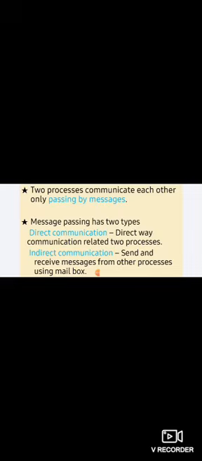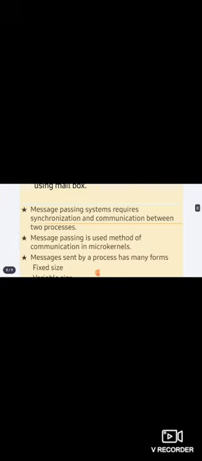Another one is indirect communication. Indirect communication means, for example, a message box: we send a message to some person, and that message is received by another person, so that is indirect communication. Next, message passing systems require synchronization and communication between two processes. Message passing is a method of communication used in microkernels.